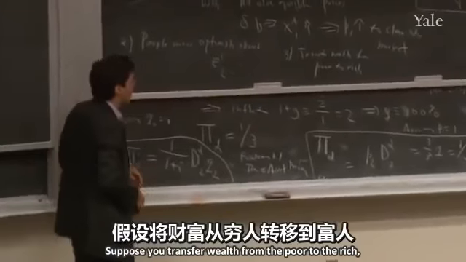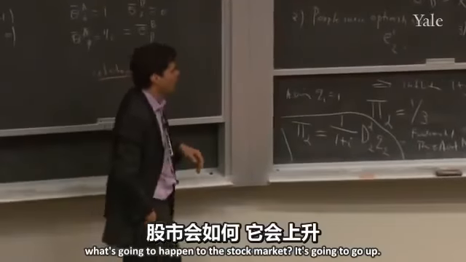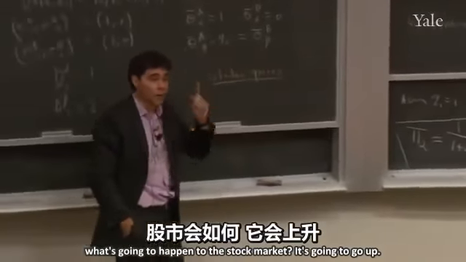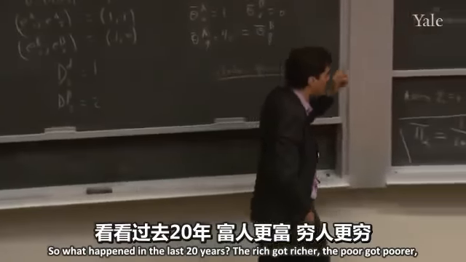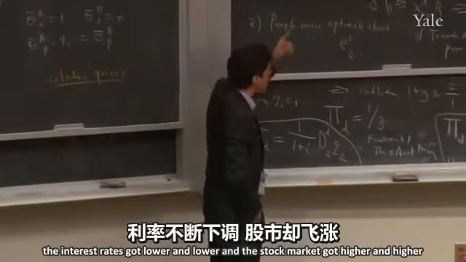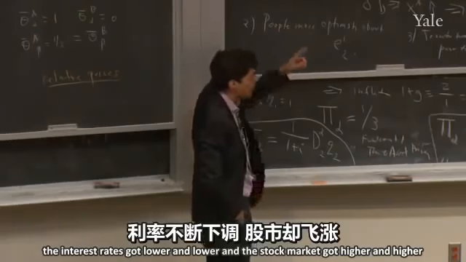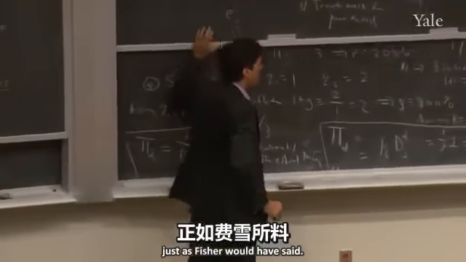Suppose you transfer wealth from the poor to the rich. What's going to happen to the stock market? It's going to go up. So what happened in the last 20 years? The rich got richer, the poor got poorer, the interest rates got lower and lower, and the stock market got higher and higher, just as Fisher would have said.